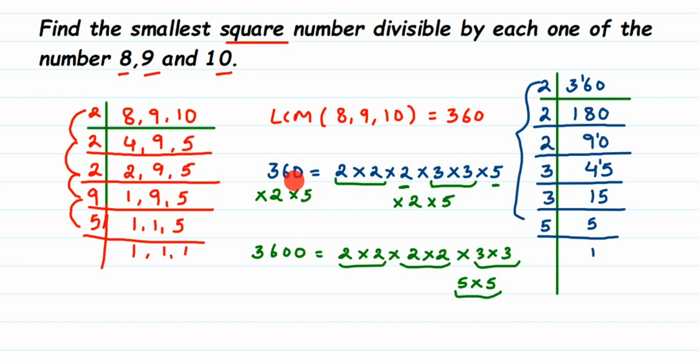And why do we multiply with 2 and 5? Because they are not in pair. We have to multiply with the numbers which are not in pair, so that the numbers will be in pairs, and the number will become a perfect square. So we have multiplied on both sides with 2 and 5, so the number will become 3600. So the answer is 3600. So therefore 3600 is the smallest perfect square number or square number.